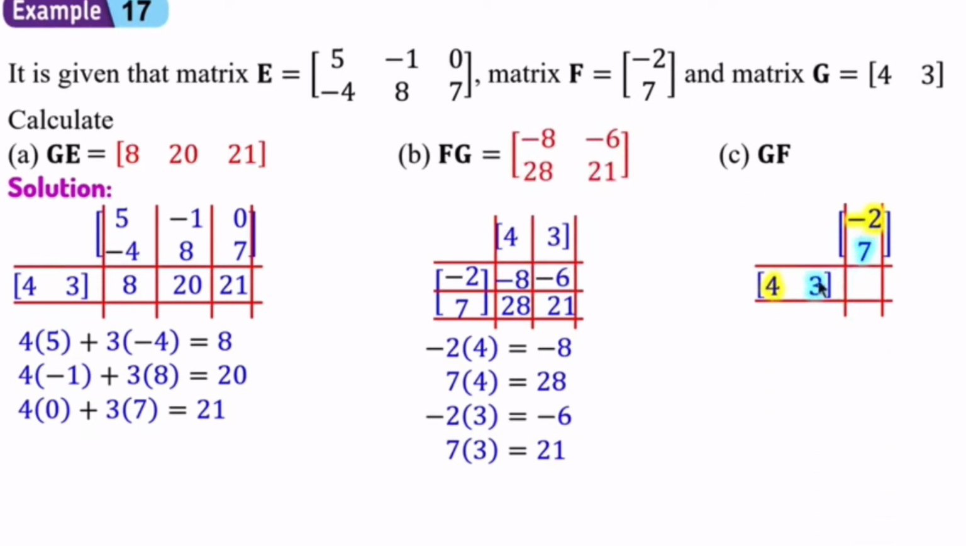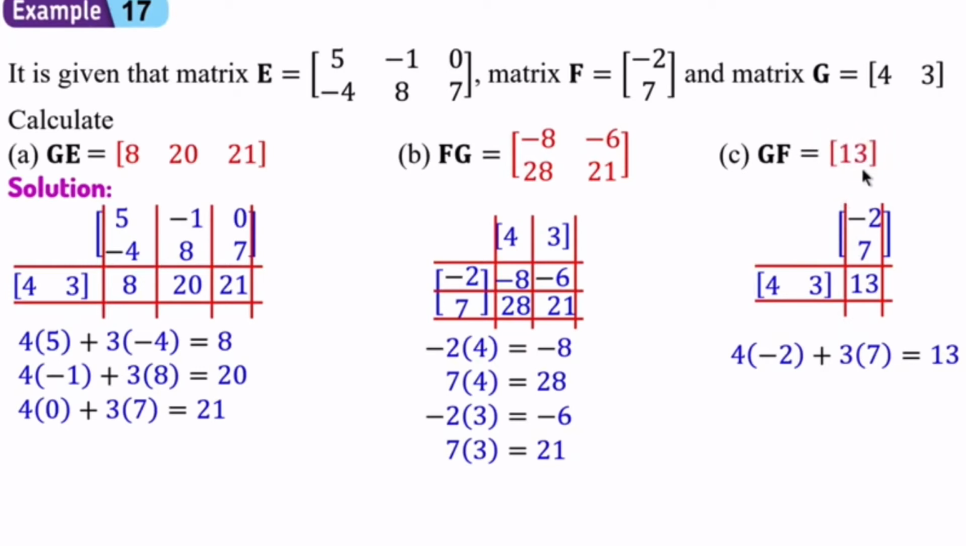How about GF? We will have 4 times negative 2 plus 3 times 7. So the order is 1 by 1. It's actually just one element in the matrix.